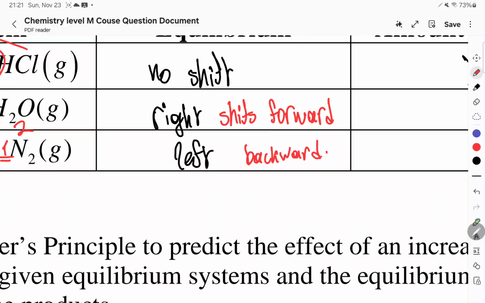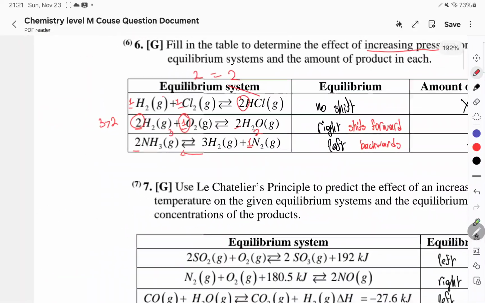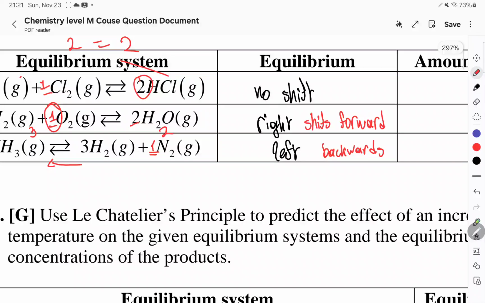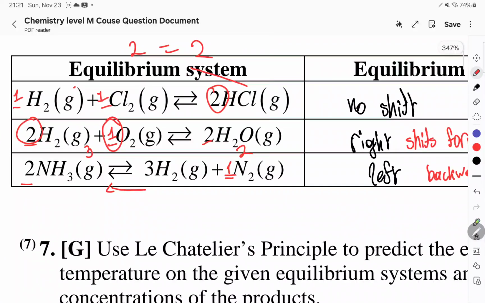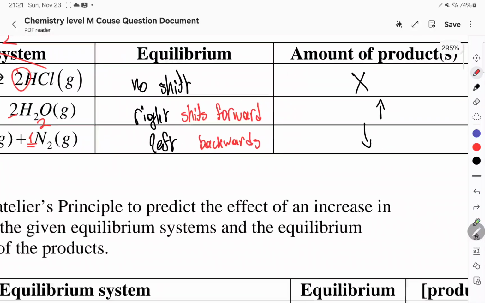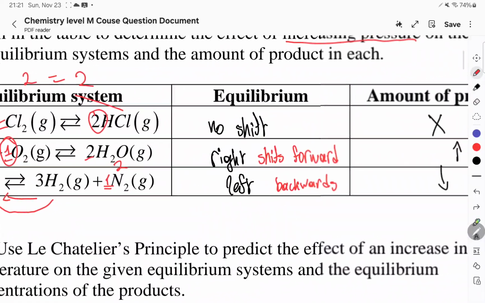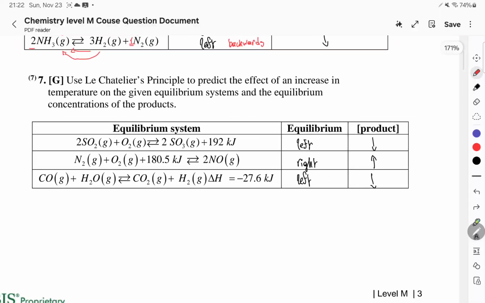And when it shifts backwards, it increases the concentration of the reactants, and for the equilibrium to do that, it takes the concentration from the products and brings it to the reactants, since it's a reversible reaction, so that's possible. Therefore, the amount of products decreases since the equilibrium is taking from the products.